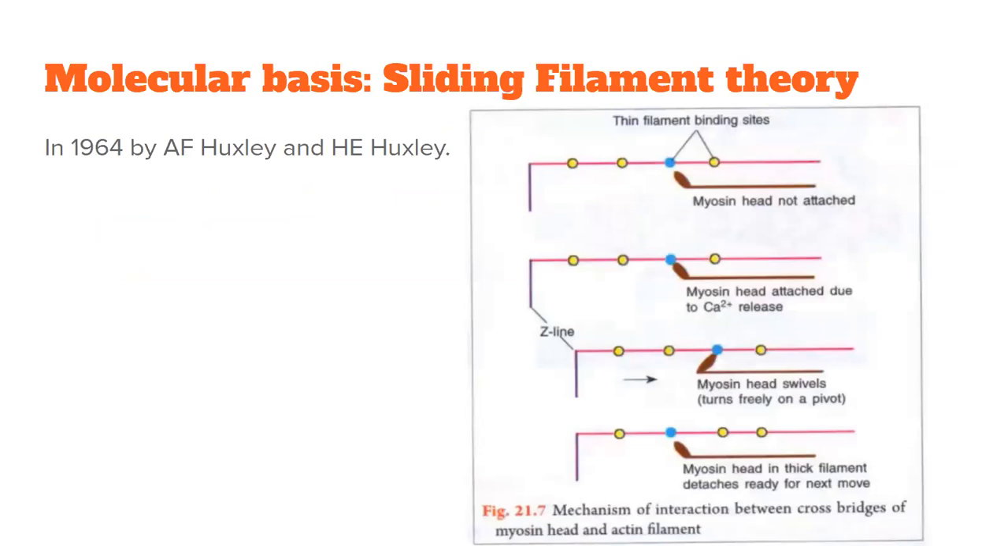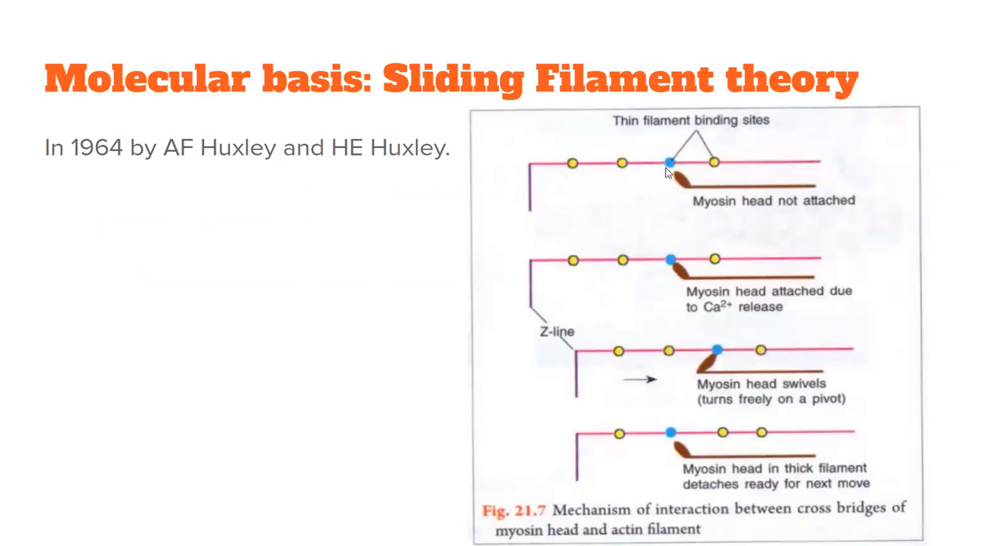Now, molecular basis of sliding filament theory. Okay. In 1964, A.F. Huxley and H.E. Huxley, they are not related, by the way, formulated this theory. So what happens is, this is the globular head of myosin I was talking to you about. There are two globular heads per A band. So now the whole sequence where the myosin is bound to actin.